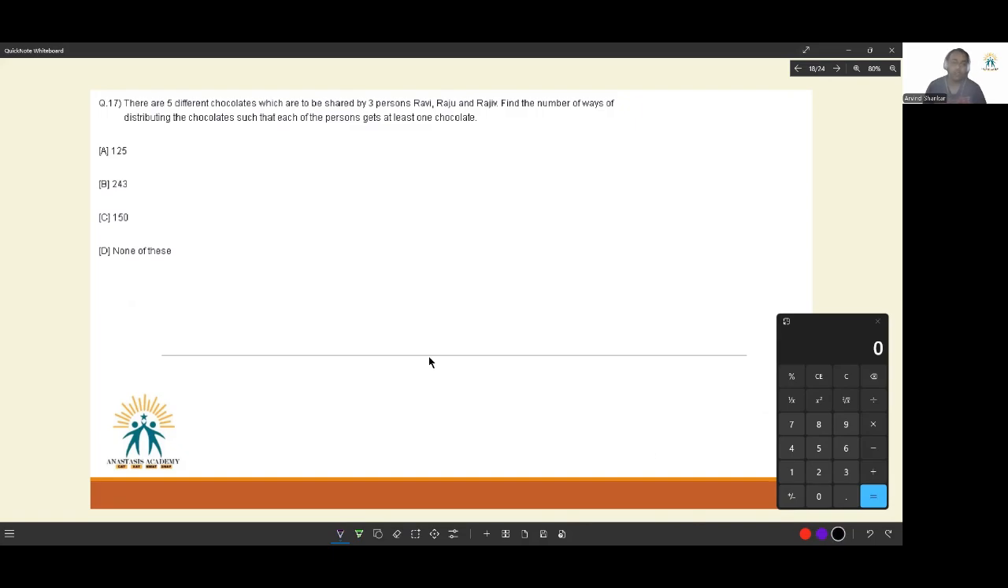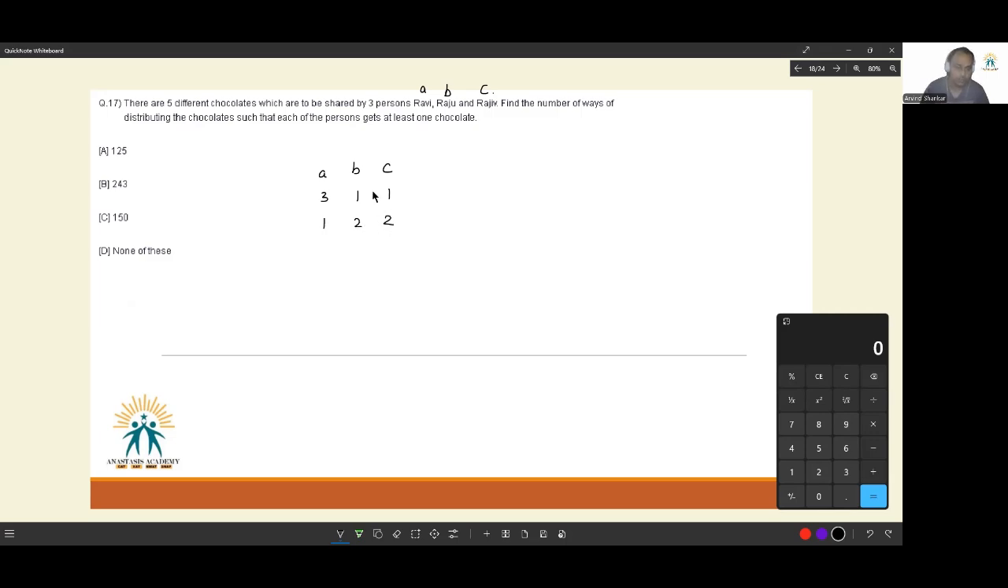There are 5 different chocolates which are to be shared by 3 persons, Ravi, Raju, and Rajiv. Find the number of ways of distributing the chocolates such that each person gets at least 1 chocolate. Okay. Let's say chocolates with Ravi is A, chocolates with Raju is B, and chocolates with Rajiv is C. You can either distribute it in 3, 1, 1 ways or 1, 2, 2 ways.